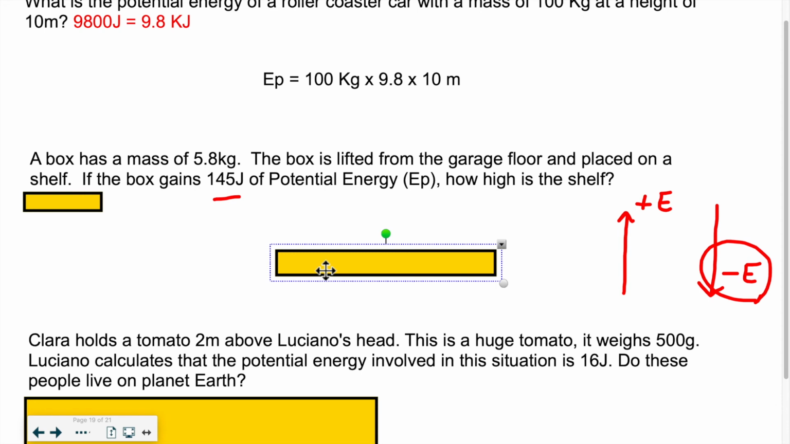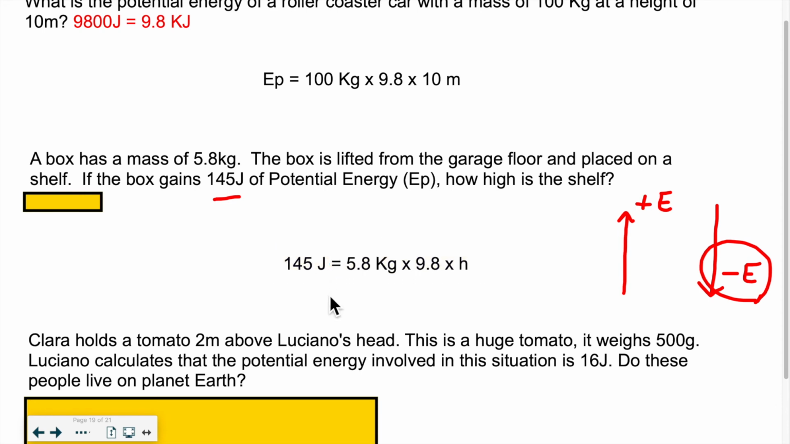If we put the numbers in the equation, we get the following. 145 joules is equal to 5.8 kilograms times the value of gravity times the height. And if we solve for the height, now before I solve, how many sig figs should I have? 3, 2, and this we don't look at in terms of sig figs. So 2 is the shortest number with 2 digits. My answer should have 2 digits. And the answer is 2.6 meters.